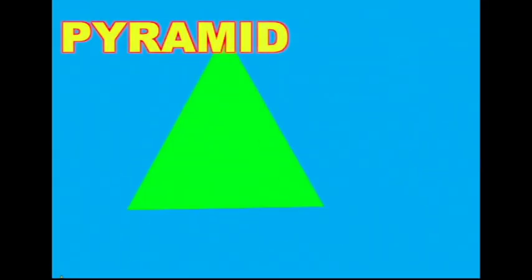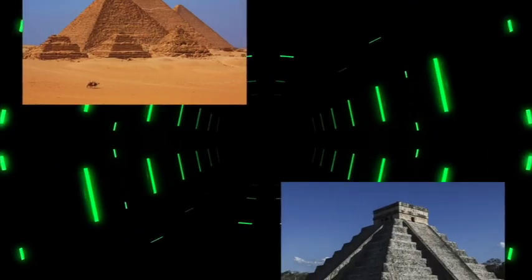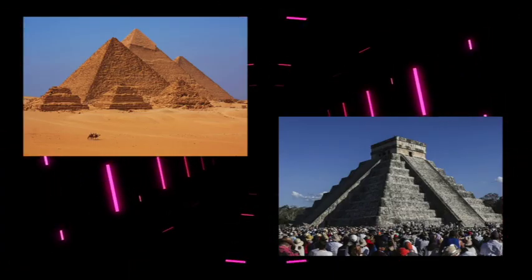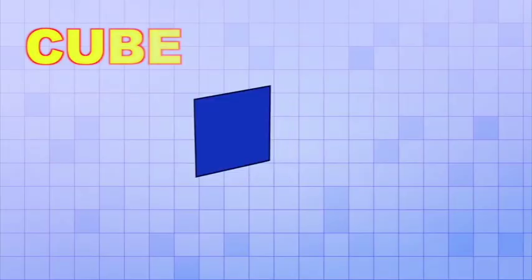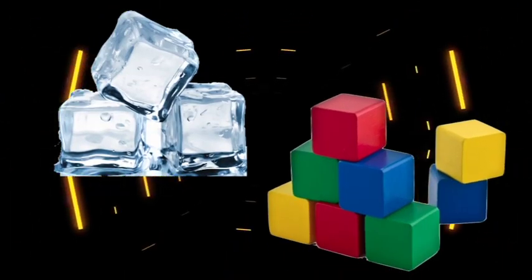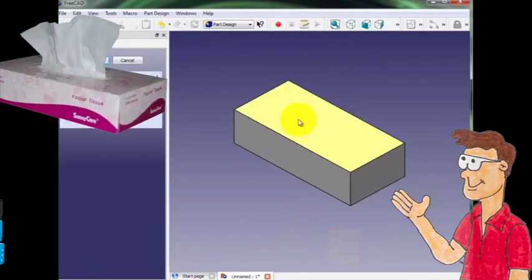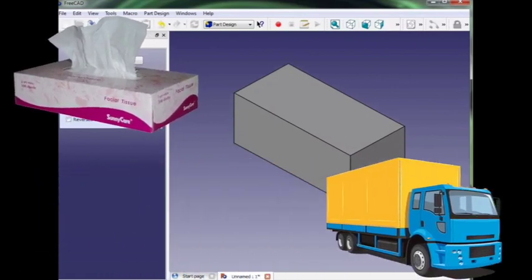A 2D triangle becomes a 3D pyramid, like the ones in Egypt and Mexico. I know what comes next. A square becomes a cube like these ice cubes or building blocks. Excellent! We see 3D rectangles with cartons, tissue boxes, and trucks.